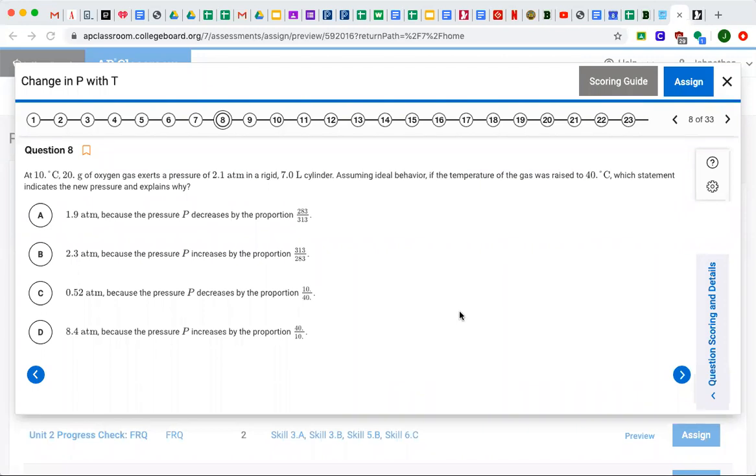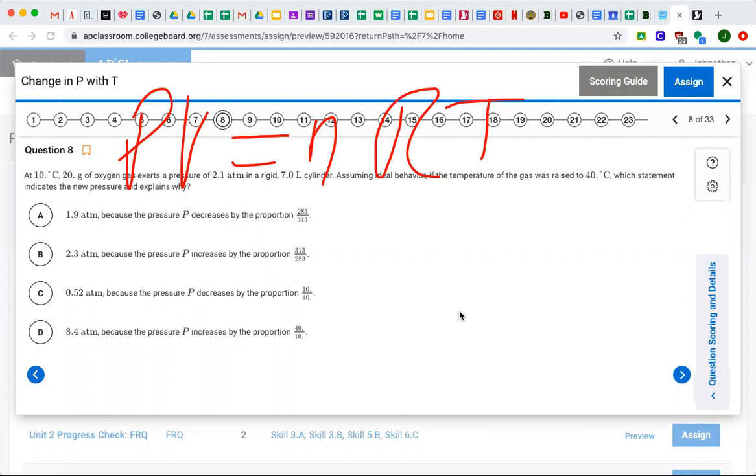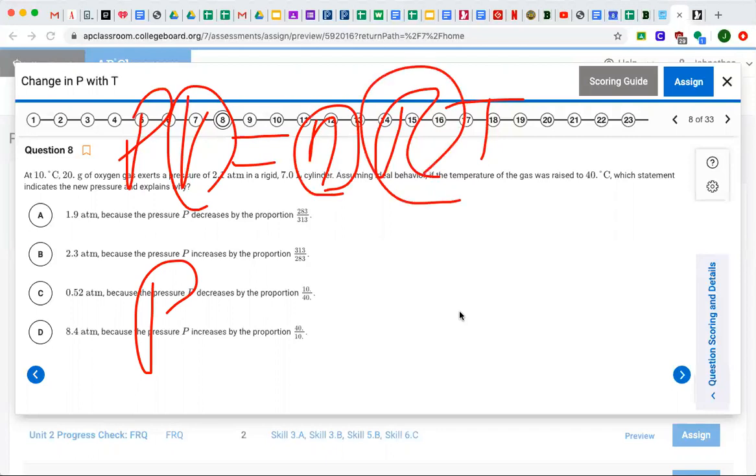Again, this is another PV nRT problem. We're looking at the volume being constant, the mass of gas is constant, and temperature is constant, or wait, no, temperature is not constant, excuse me. Mass is constant, R is constant, and volume is constant. So in this one you have volume, number of moles, and R being constant, so you have P1 over T1 equals P2 over T2.